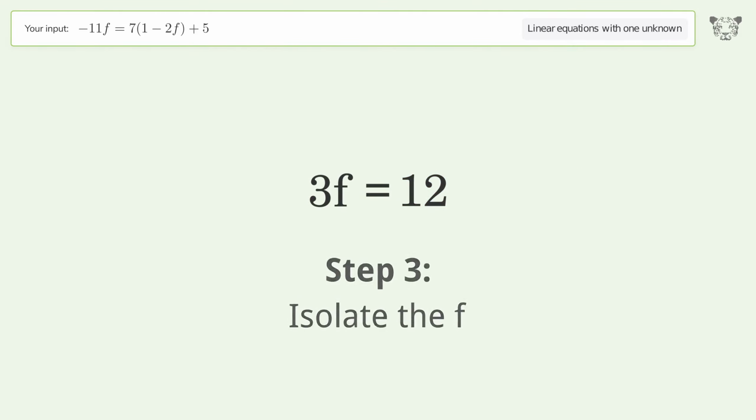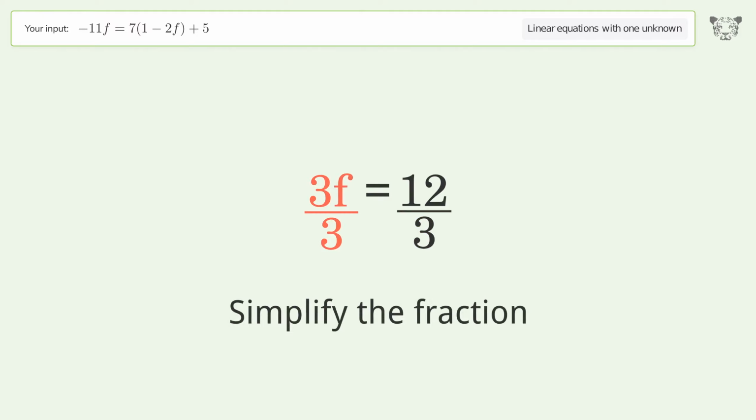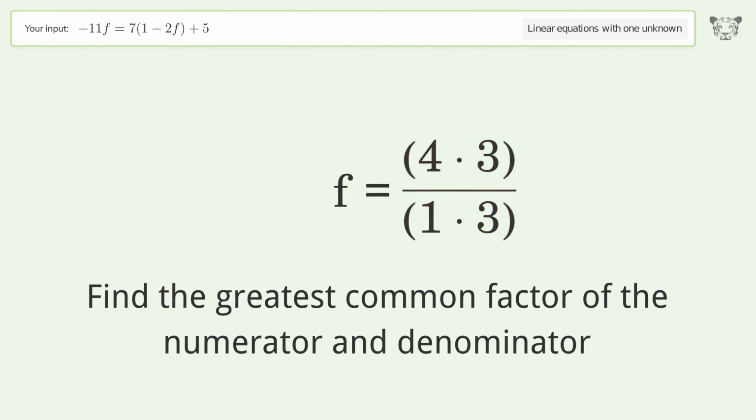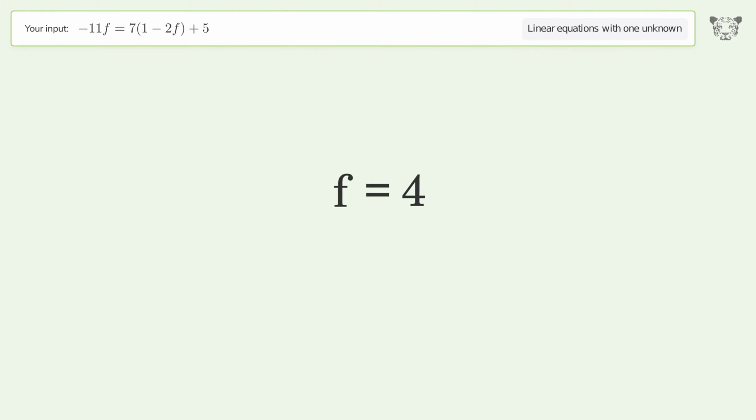Isolate the f. Divide both sides by 3. Simplify the fraction. Find the greatest common factor of the numerator and denominator. Factor out and cancel the greatest common factor. And so the final result is f equals 4.